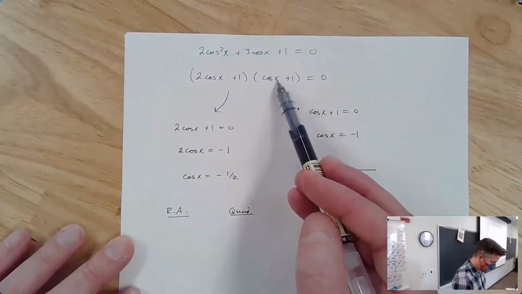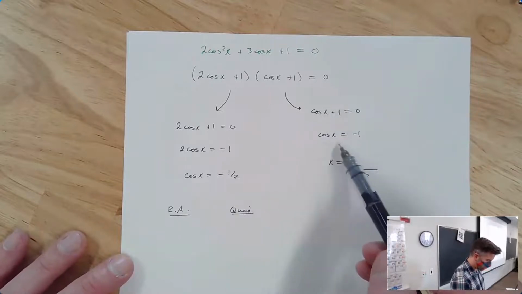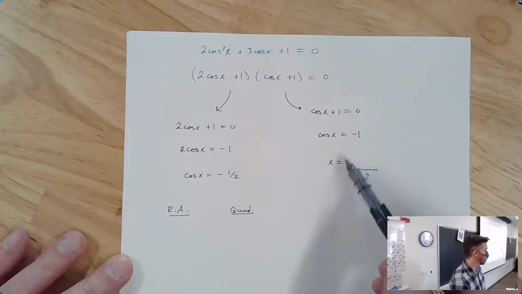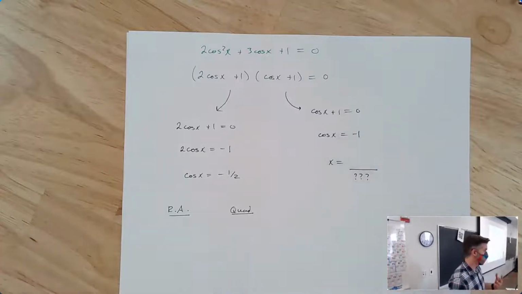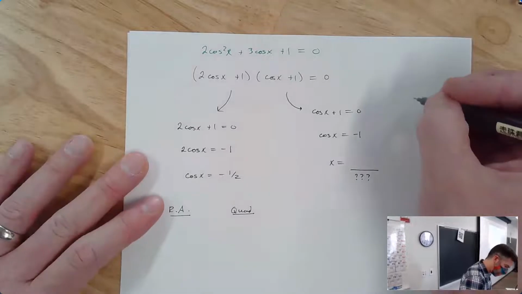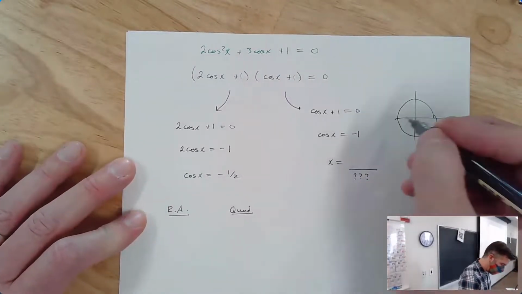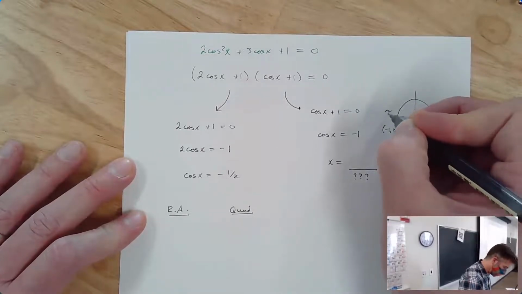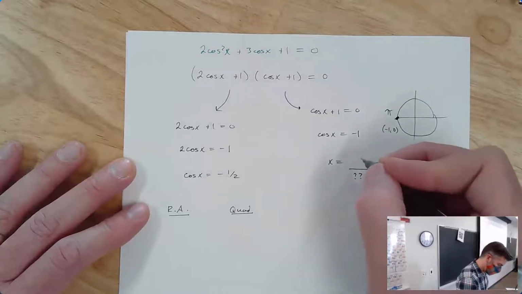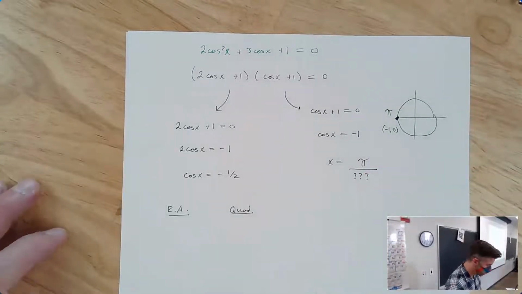Here, setting this factor equal to 0, we get cosine x plus 1 equal to 0, cosine x equal to -1. And when you see cosine or sine equal to 1 or -1 or 0, that means you're at a quadrantal angle. So I always have to think about, okay, where am I? Cosine's -1, I want to be over here, where the point is -1, 0, and the angle is pi. So pi is my answer to that part of this.